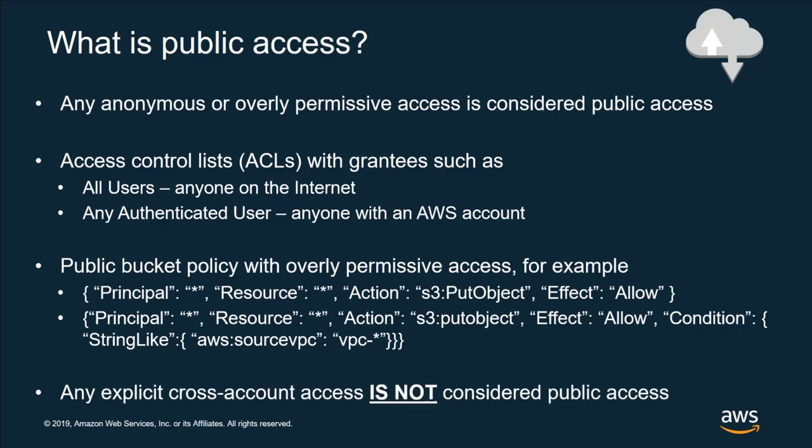So I want to make clear, one thing that often trips up customers is cross-account access. Cross-account access is not in itself considered public access. For example, if you have a cross-account access bucket policy to a specific AWS account ID, that is not considered public. But if you're enabling cross-account access using an overly permissive bucket policy or ACL, then we would consider that public access. Specifically, say somebody assuming an IAM role, that is not considered public access.